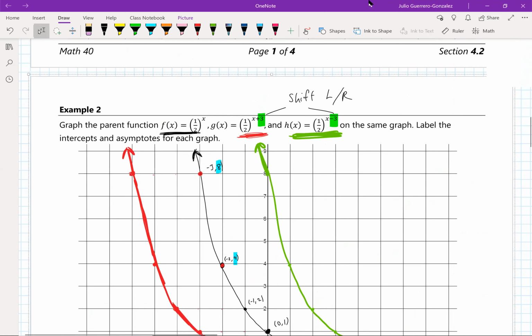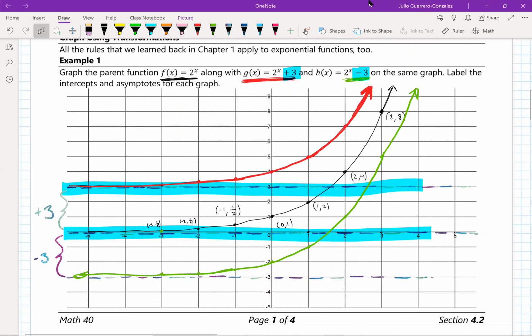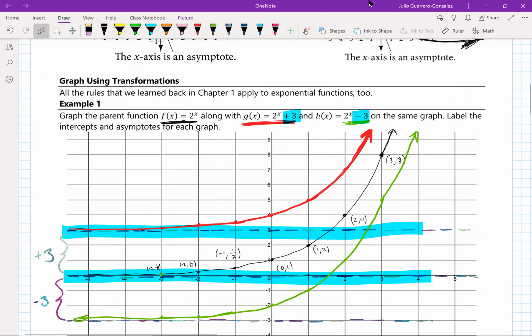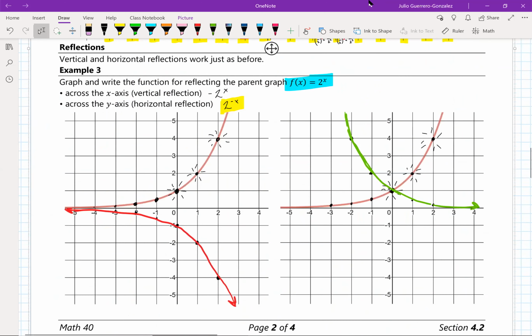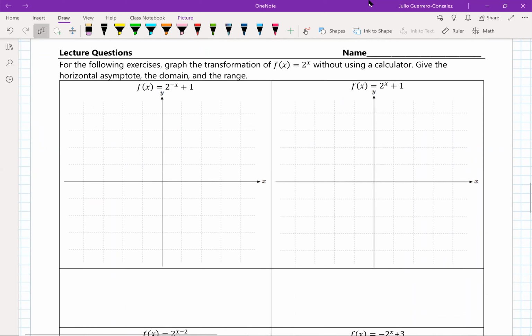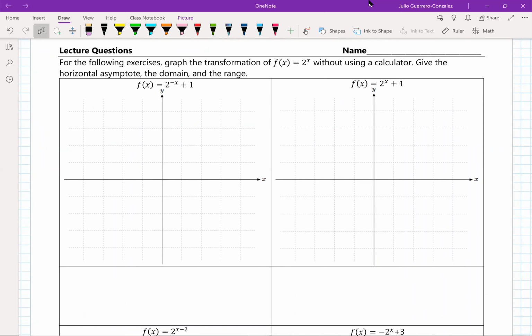How are we feeling? A fair amount of this must have been a little bit of review, which is okay. Don't worry about it if it isn't. We're going to keep going at it. We're going to hit it hard.